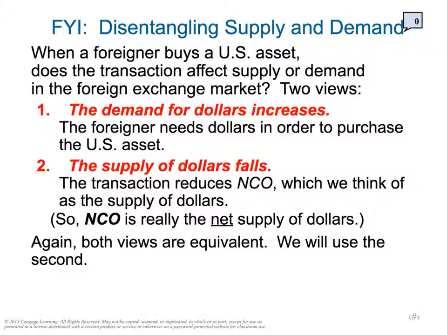And then this is the flip side of that idea. When a foreigner buys a U.S. asset, what happens in the supply and demand diagram? And again, this one is a little bit easier to consider. Supply of dollars falls, the transaction reduces net capital outflow, and again, that's the supply of dollars that we think of. And so really it's the net supply of dollars that we see for the world economy.